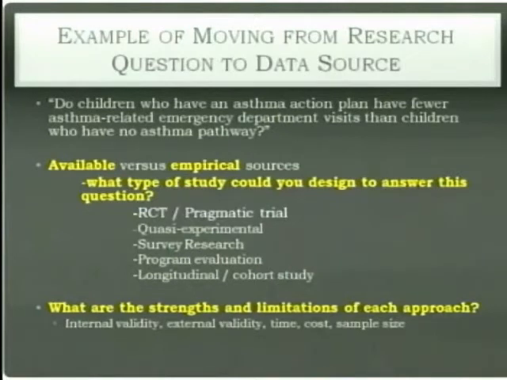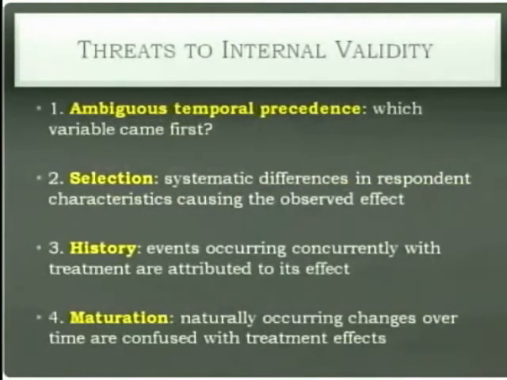with regard to this balance between internal and external validity, or bias and generalizability, time, cost, and the sample size required. Okay? So before we get going with that, I just wanted to say a couple more things about internal validity and what the sources of bias are and threats to internal validity, just so we're all on the same page. A couple of them we've already highlighted in the previous seminars.